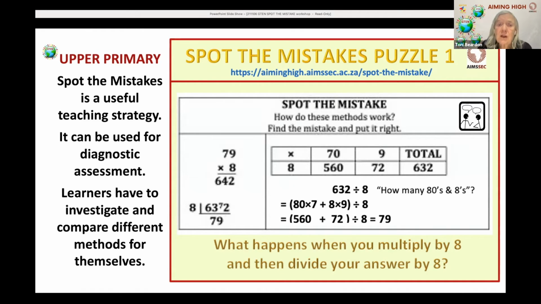The mistake is up on the... Oh, hold on. Let's see if we can find the mistake. There isn't a mistake. Oh, yes, there is. There is a mistake. So with each of these slides, as soon as you see the slide, please start spotting the mistake. Have a look and see if you can find the mistakes.